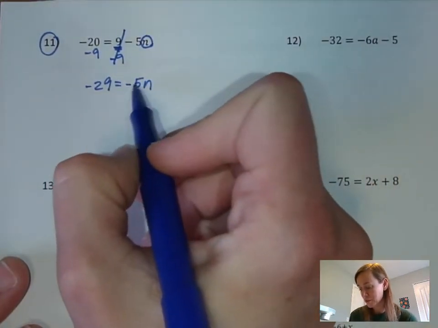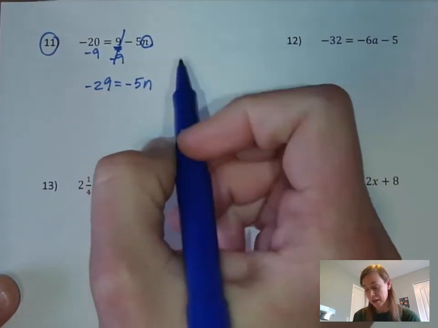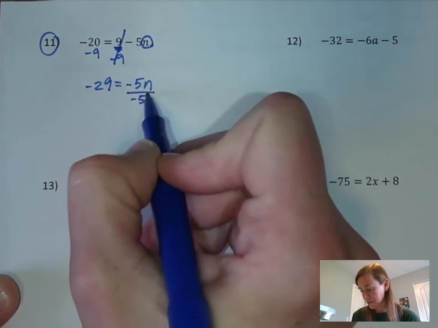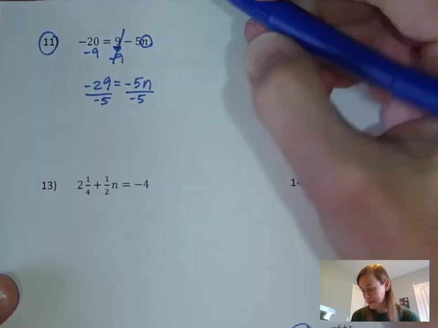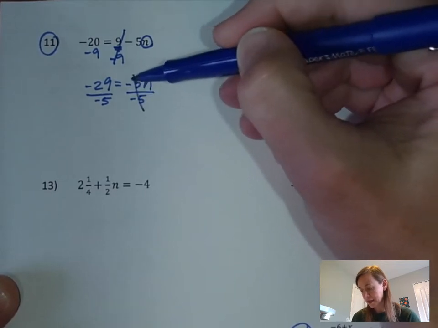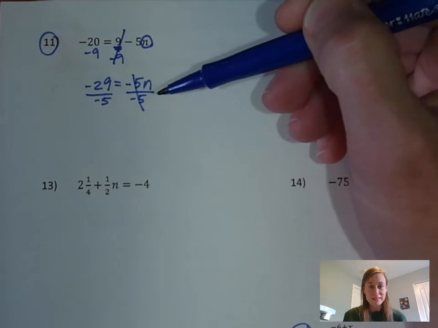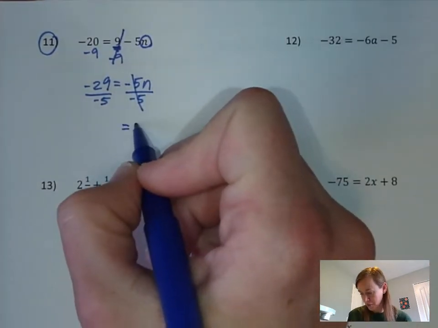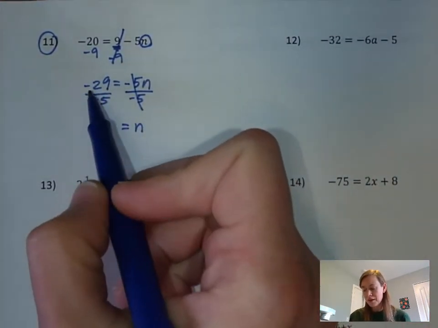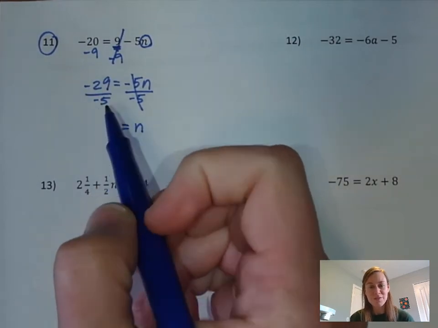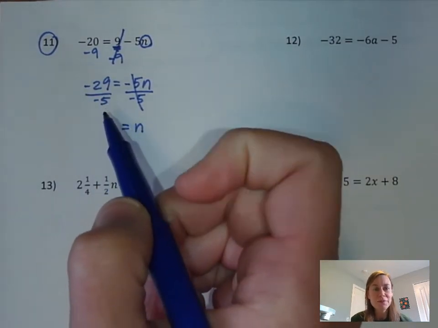To get rid of this number in front of the variable, we just have to divide by it. So divide that by negative 5 on both sides. Here it's going to cancel out because negative 5 divided by negative 5 is just a 1. And 1n is the same thing as n. So we're just going to have n over here. But over here on the left, we're going to be left with a fraction. We do need to simplify a little bit.